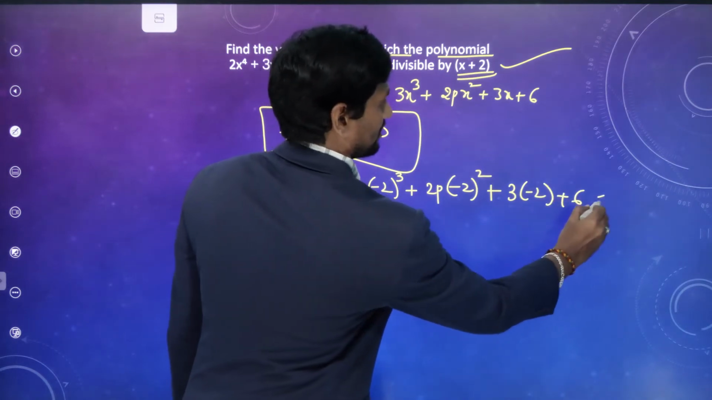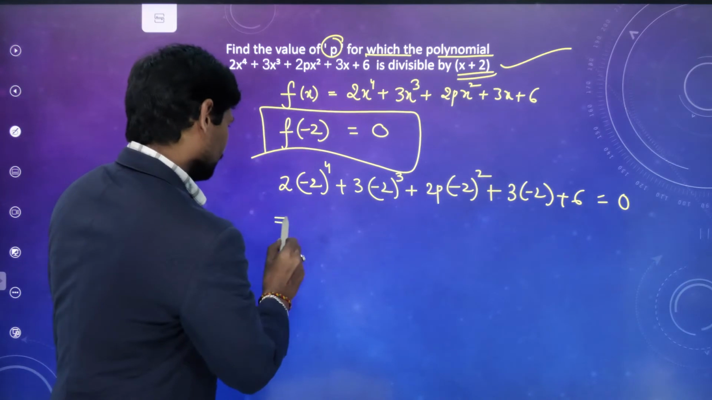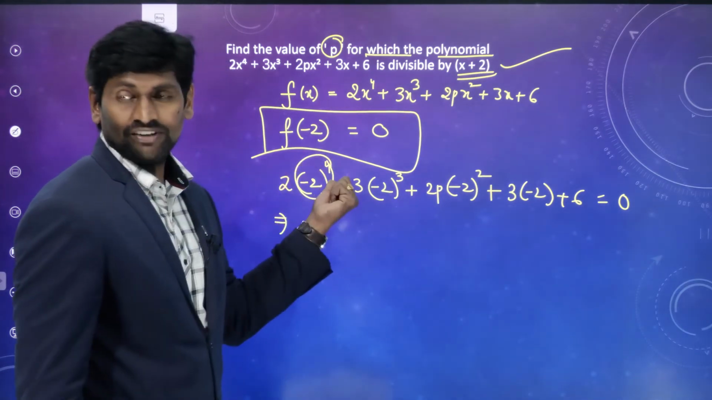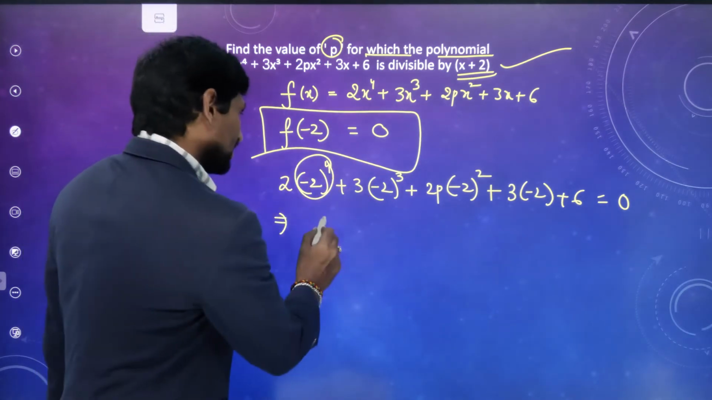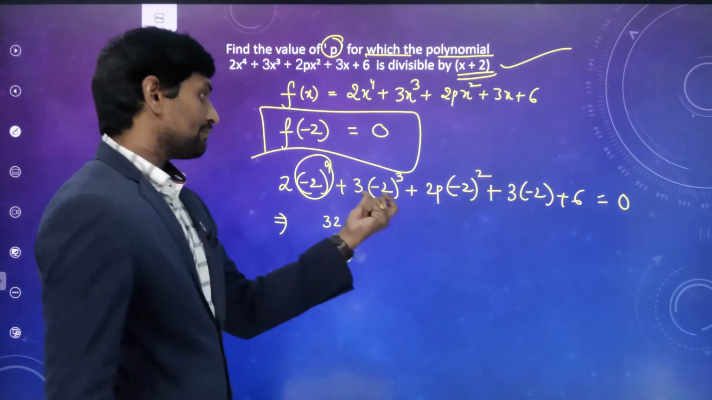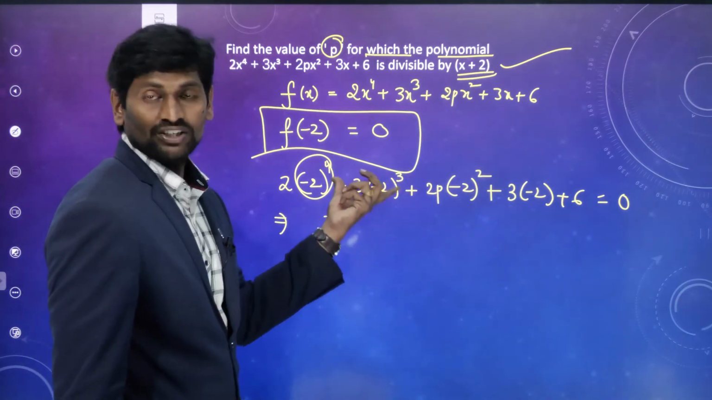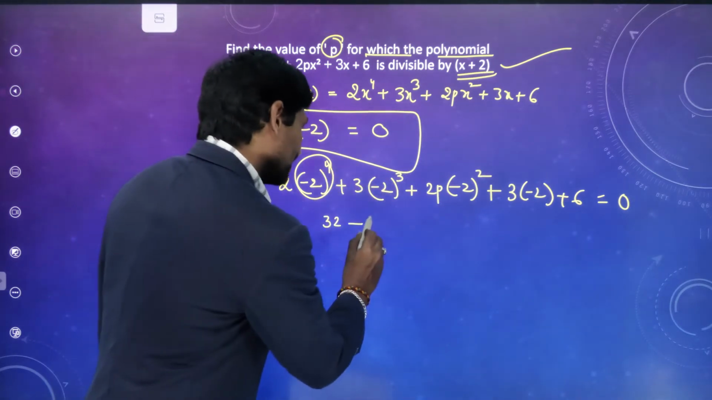Simplify this, equals 0. 2 power 4, or minus 2 power 4: the power is an even number, so minus becomes positive. So 2 power 4 is 16, 16 into 2 is 32. Now here minus 2 whole cube, a negative term: minus 2 into minus 2 into minus 2 is minus 8, 3 times minus 8. Minus 8 into 3 is minus 24.